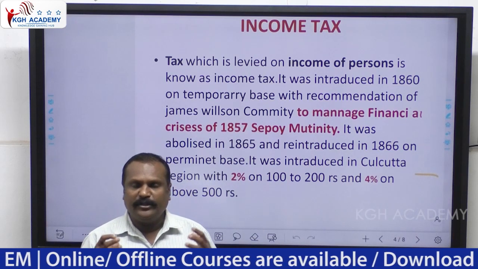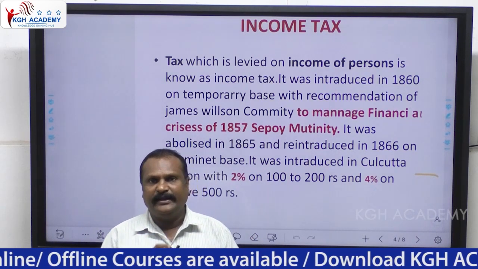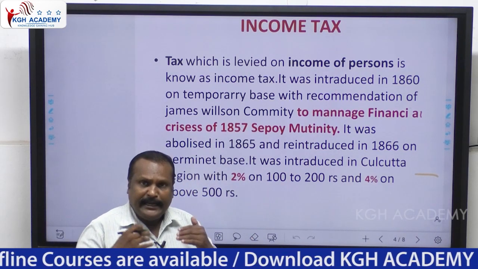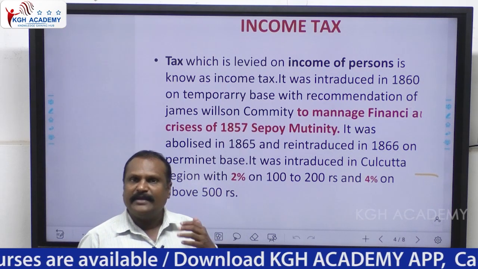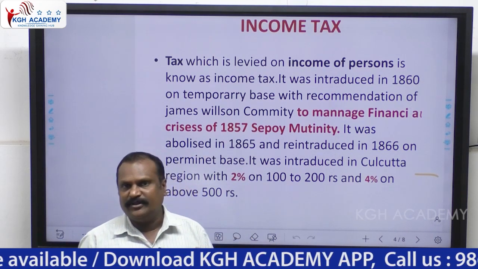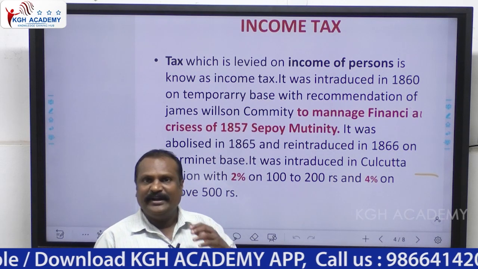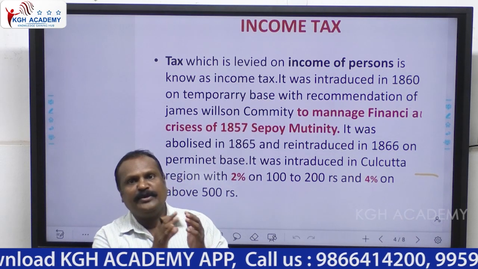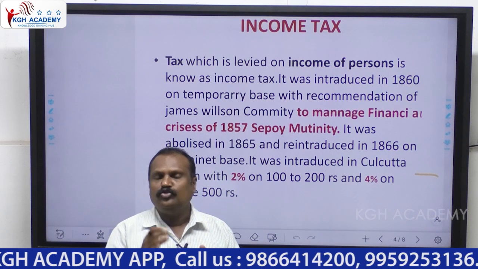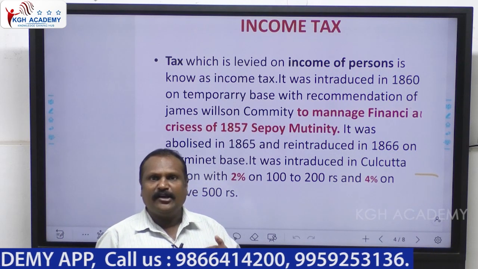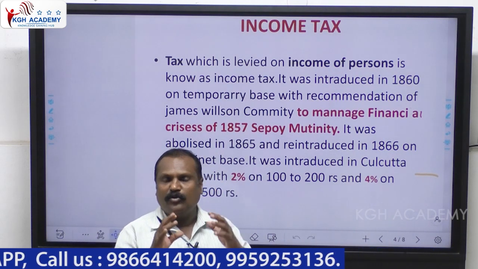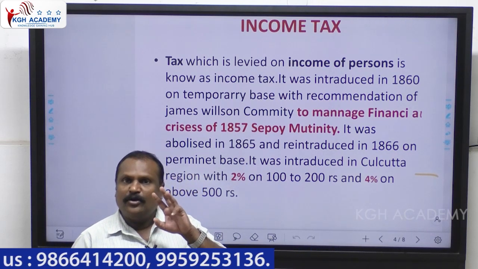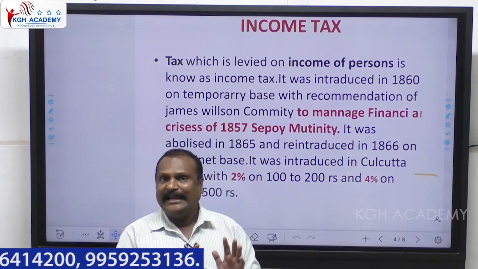Before independence, during the British government, how was the income tax levied in India? Say, any person who gets income of more than 100 rupees has to pay income tax to the government. Any person who gets income between 100 and 500 rupees has to pay 2%. A person who gets income of more than 500 rupees has to pay 4%. Means there were only two kinds of slabs in income tax.